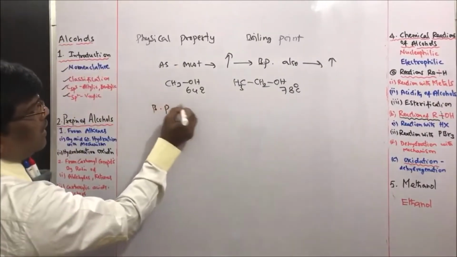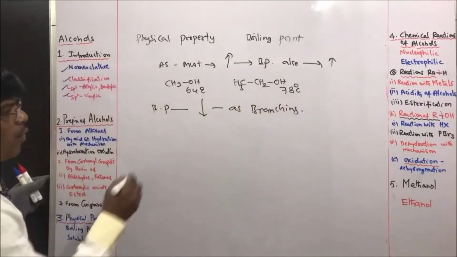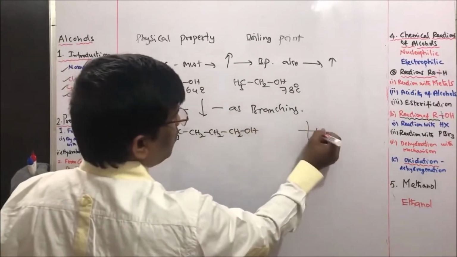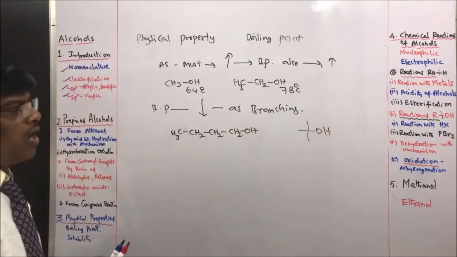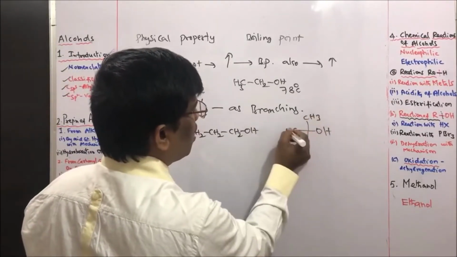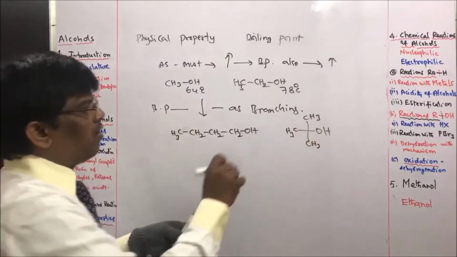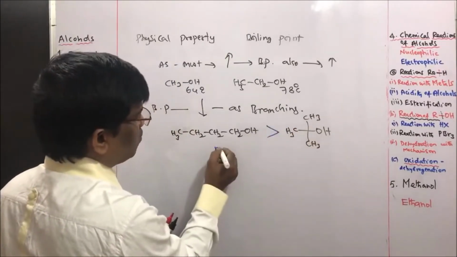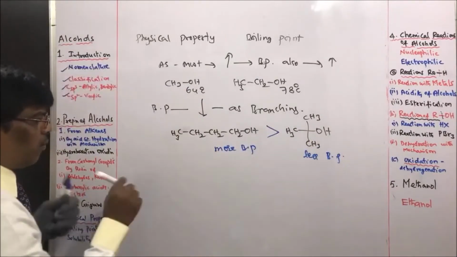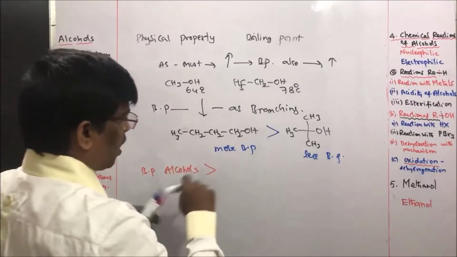Boiling point decreases as branching increases. For example, take n-butanol and tertiary butanol. Which is going to have the higher boiling point? This is tertiary butanol and this is n-butanol. Because of branching, tertiary butanol has the lower boiling point and n-butanol has the higher boiling point. Usually the boiling points of alcohols are higher than, for example, hydrocarbons.